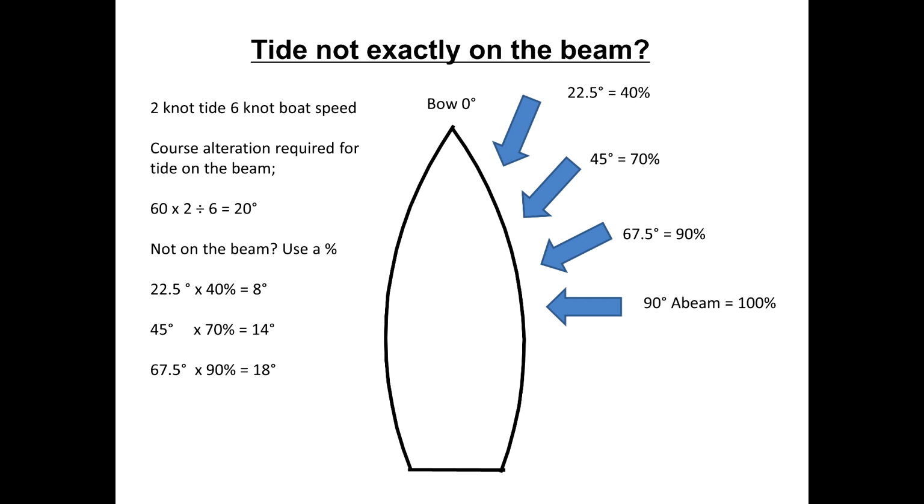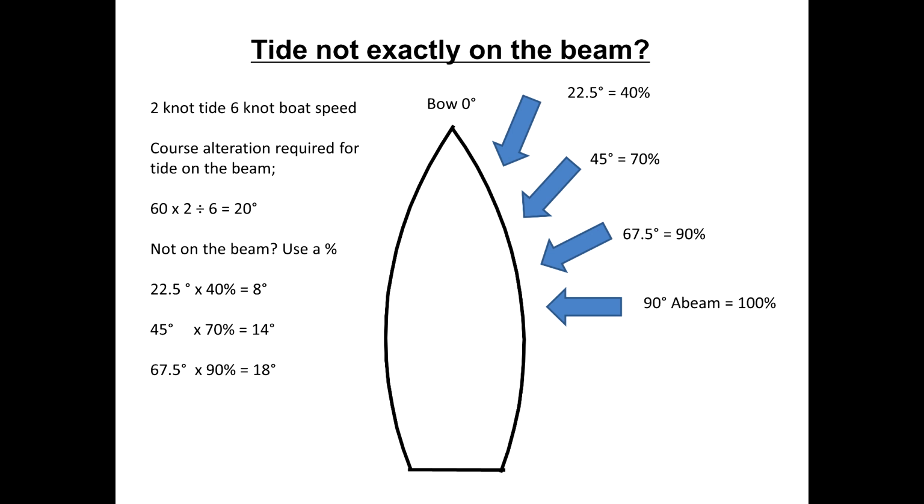On the beam, we take 100% of our calculation. At 67.5 degrees, we'll take 10% less than this, so 90%. At 45 degrees, we'll take 20% less than this, so 70%, and at 22.5 degrees, we'll take 30% less than this, so 40%. And so, on a 2-knot tide, when the tide is abeam, we alter course by 20 degrees.